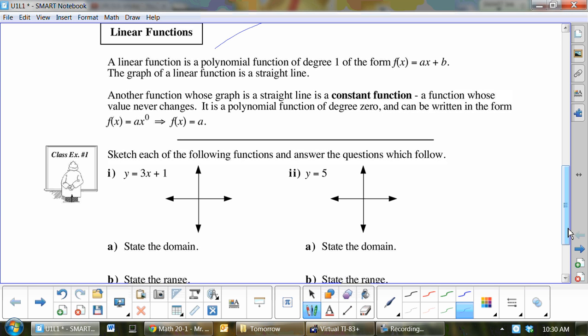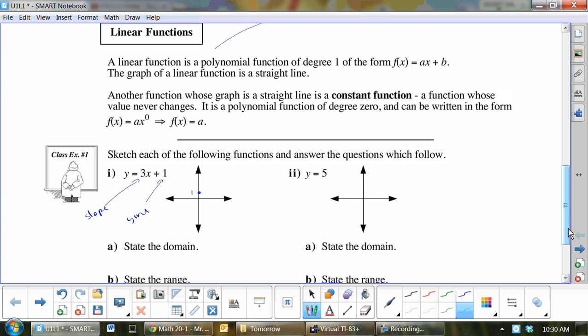Yeah, you could do that. You could make up some x's. Okay, good. This is the y-intercept. And this is the slope. So the y-intercept is 1, right? So I just have to put that there.